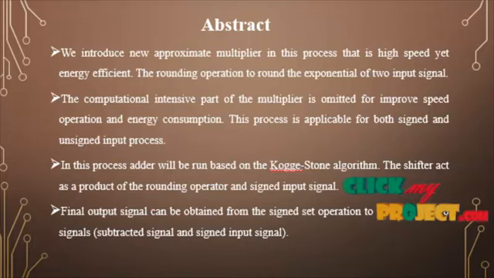The efficiency of the proposed multiplier is evaluated by comparing its performance with those of some approximate and accurate multipliers using different design parameters. The computationally intensive part of a multiplier is omitted for improvement of the process. In this process, the adder will run based on the Kogge-Stone algorithm. The shift acts on the product of the rounding operation and the signed input signal. The results are obtained from the set of operations on the two input signals. They are the subtracted signal and the signed input signal.